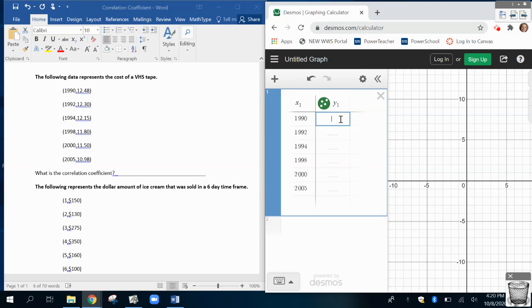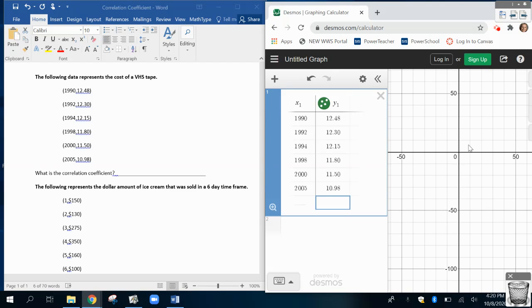Okay, now I'm going to do my dollars. So 1248, 1230, 1215. You kind of just have to make sure you're not making any mistakes when you enter it. You get all those values entered correctly.